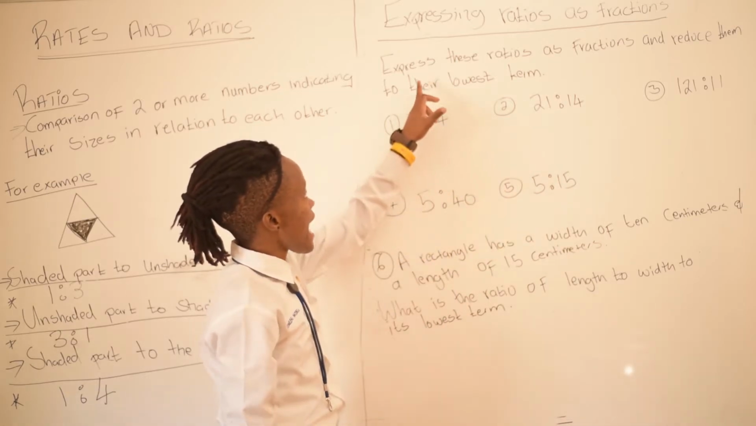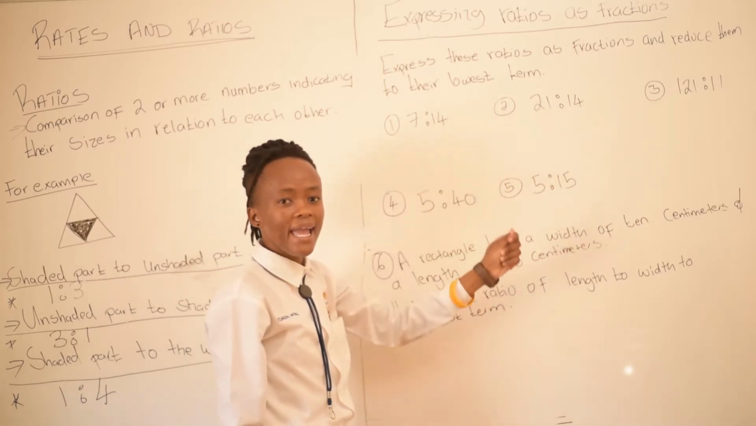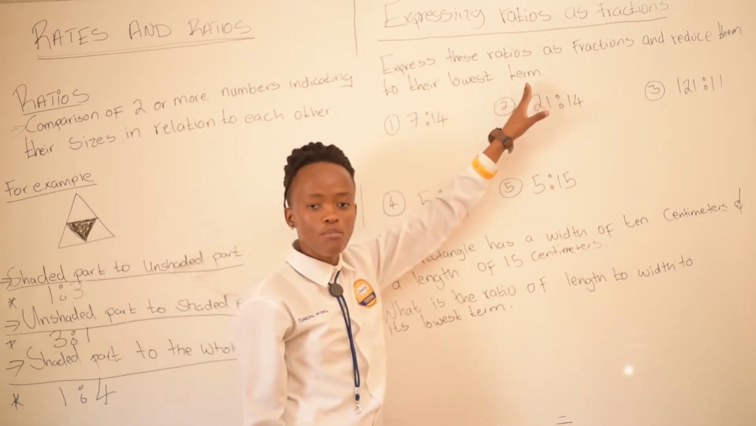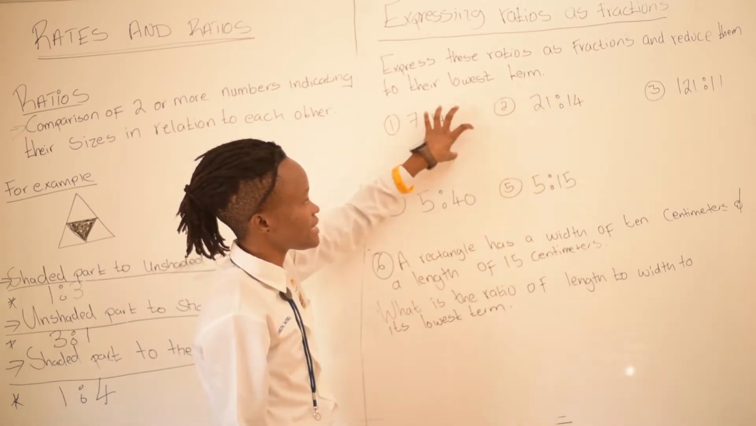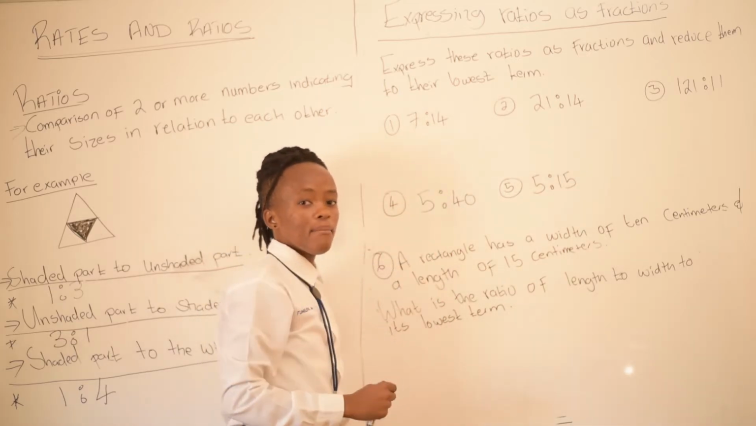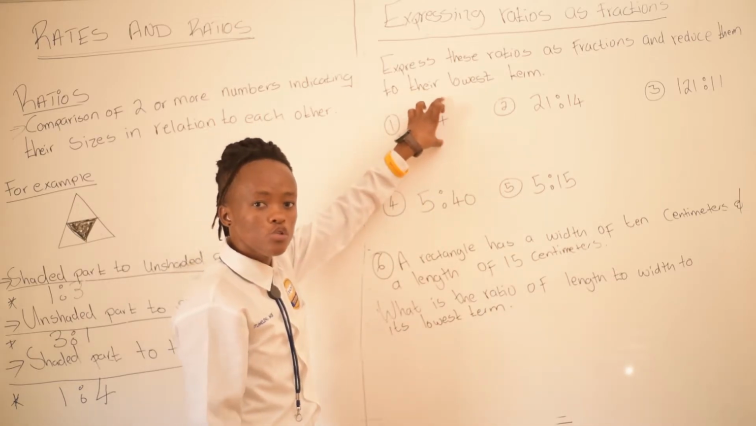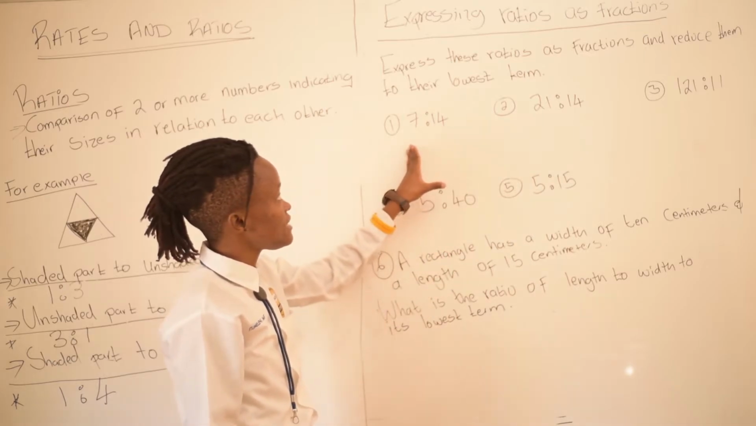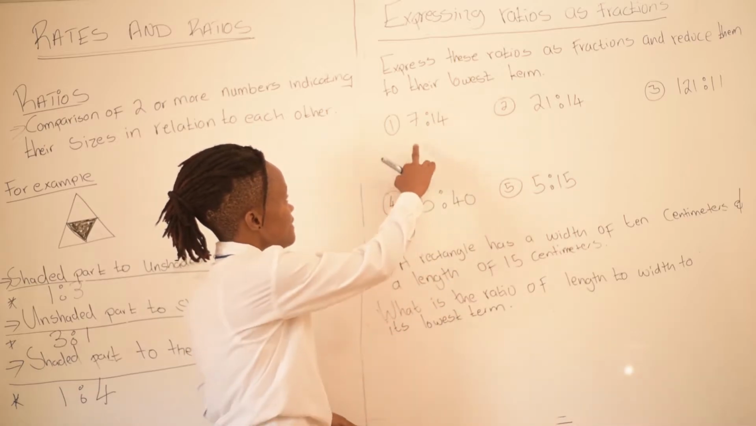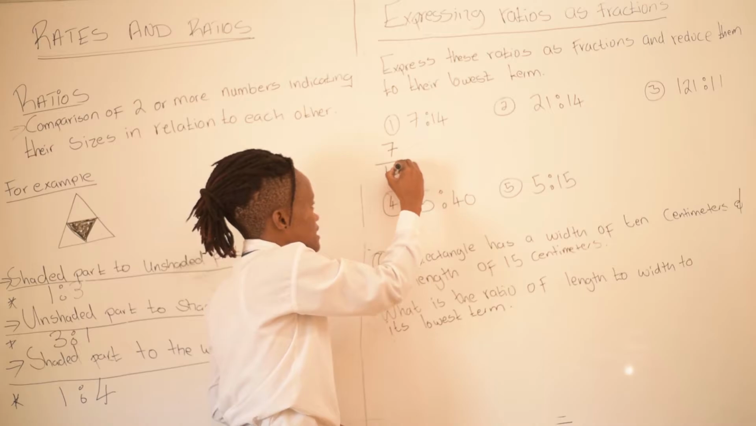The question says express the ratios as fractions and reduce them to their lowest term. When it says reduce them to their lowest term, we mean they should be in such a way that there is no number that can get into both the numbers you are given. So let's take number 1 for example. It says 7 is to 14. So our question says, first thing, express the ratio as a fraction. So 7 is to 14 as a fraction is 7 over 14.